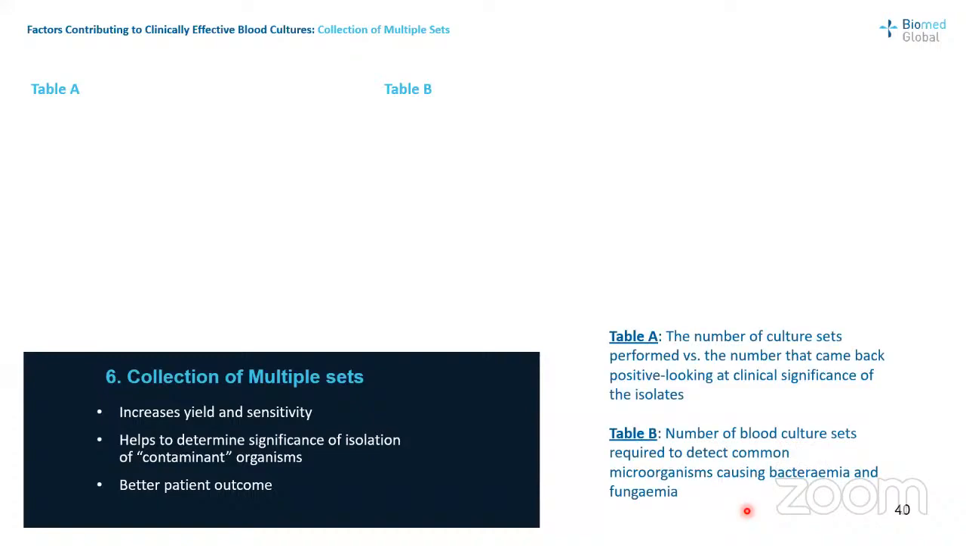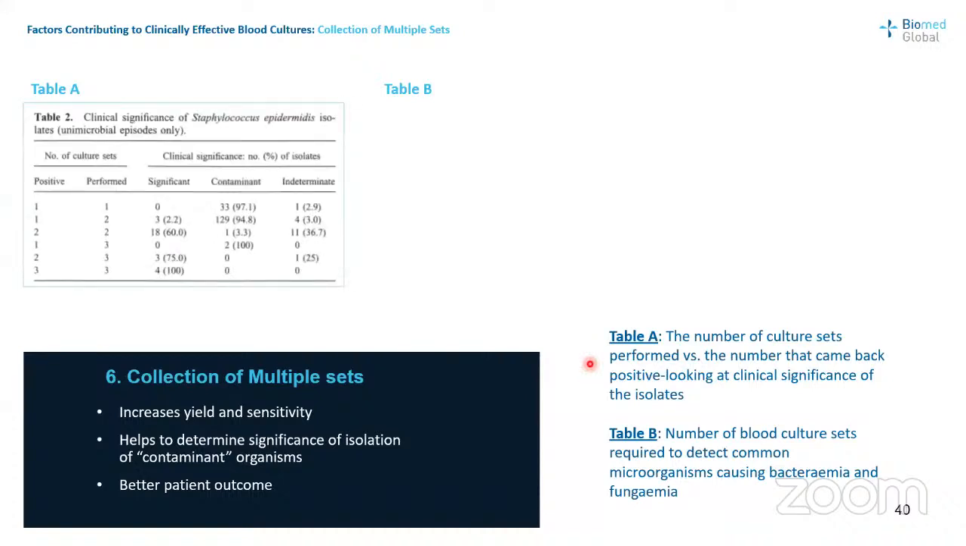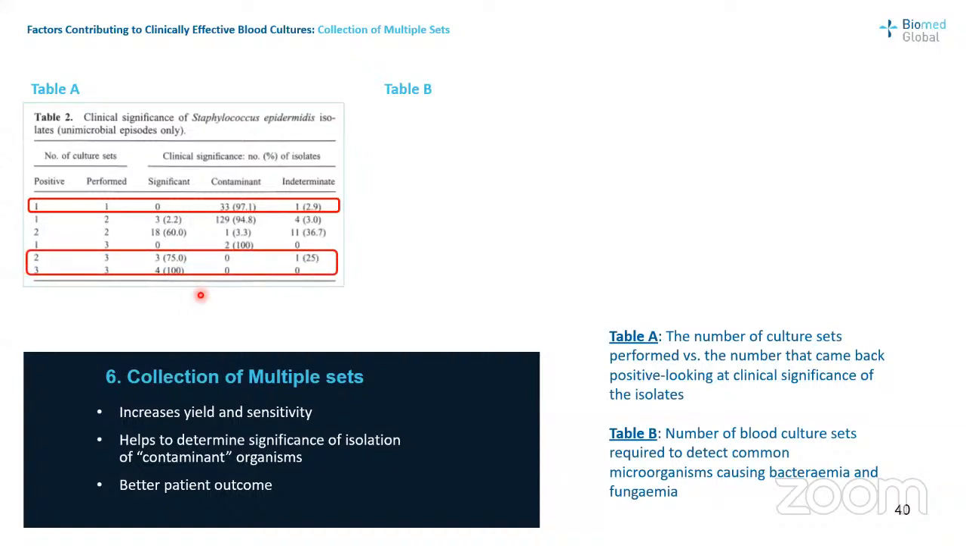Okay, so what I have here is table A and table B. Table A looks at the number of blood culture sets performed versus the number that came back as positive, looking at the clinical significance of the isolates. When only one set was performed and that one set came back as positive, the significance of your result was nil, as compared to when 3 sets were performed and either 2 or 3 sets came back as positive. That way you're able to eliminate the contaminant portion of it, thereby proving the significance of your result.